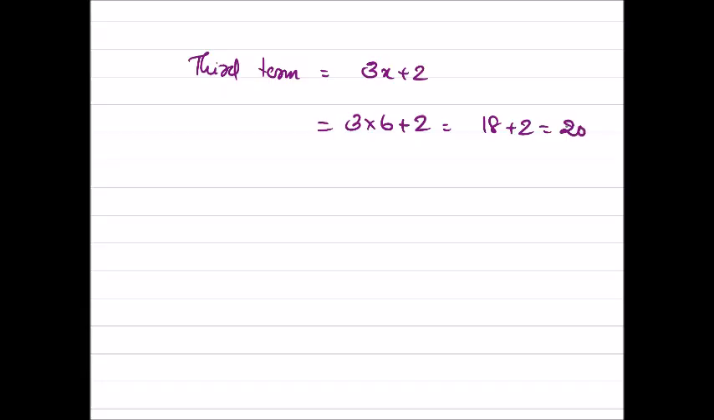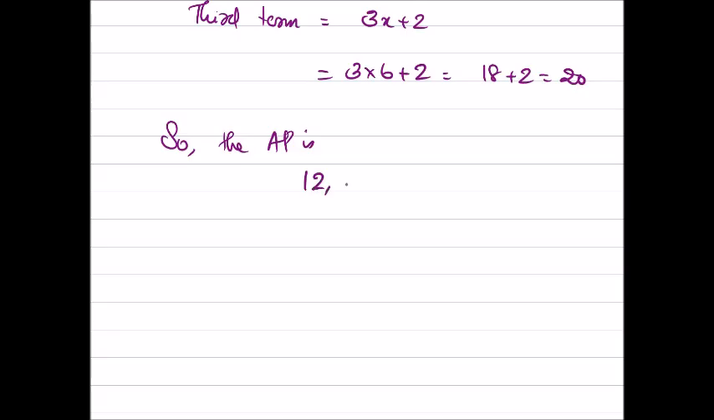The third term is equal to 3x plus 2. That is equal to 3 into 6 plus 2, 18 plus 2, that's equal to 20. So the AP is 12, 16, 20, and so on.